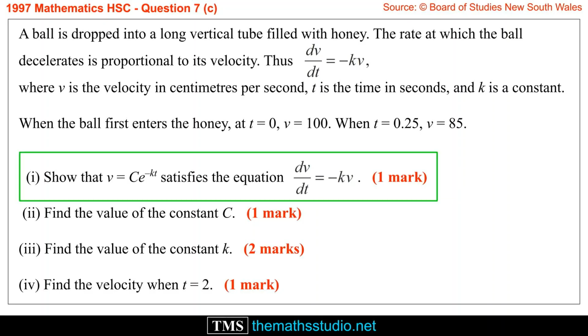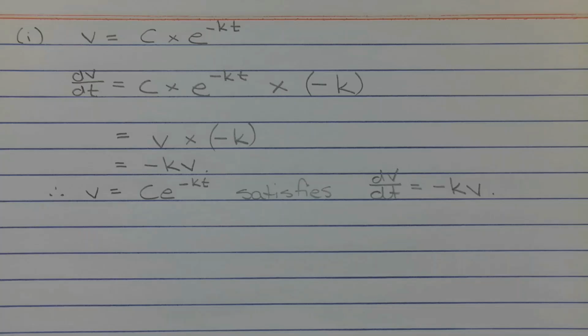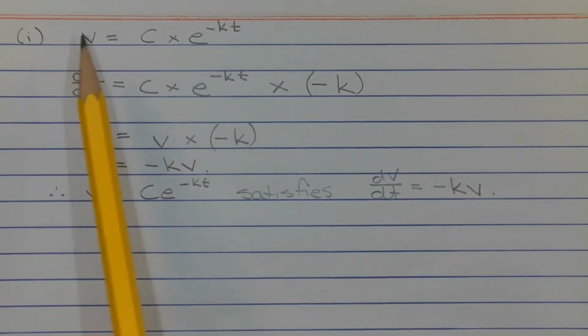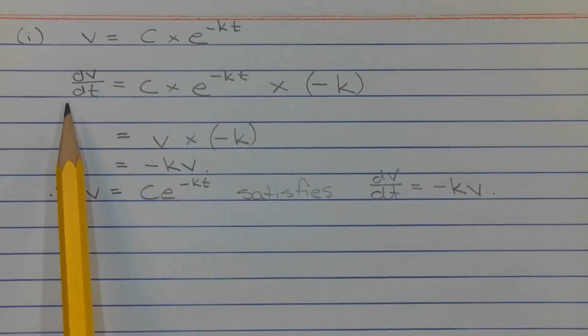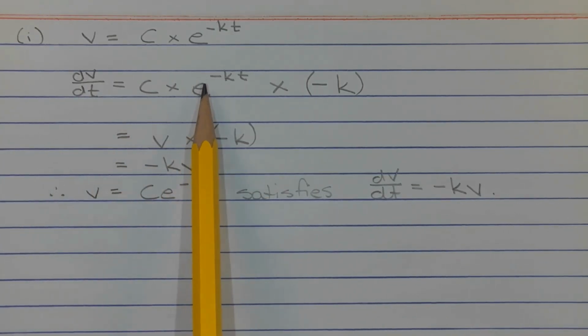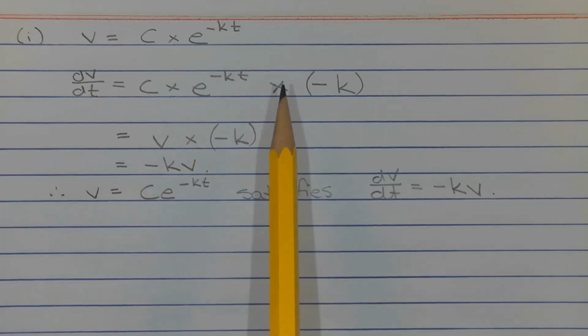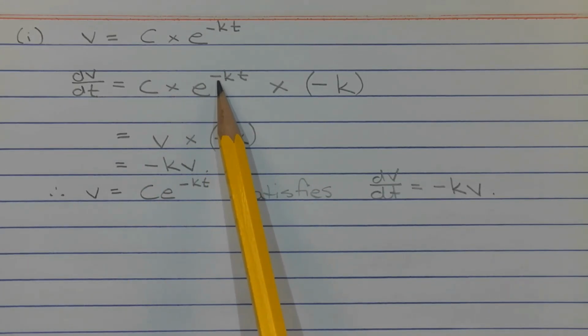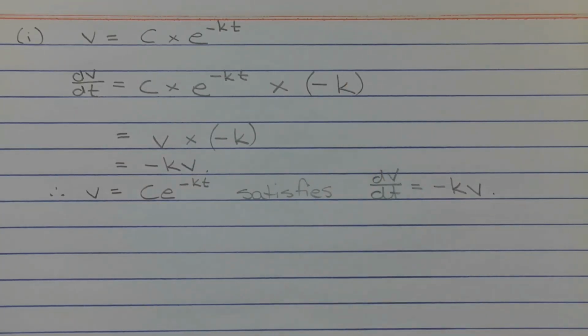Part 1. Show that v equals c times e to the power of negative kt satisfies the equation dv/dt equals negative kv. v is equal to c times e to the power of negative kt. Differentiating v with respect to t, we get dv/dt is equal to c times e to the power of negative kt, which is the original function, multiplied by the derivative of the index of e. Now the index of e is negative kt, and differentiating negative kt with respect to t, we get negative k. So what we've done in effect is to apply the chain rule.